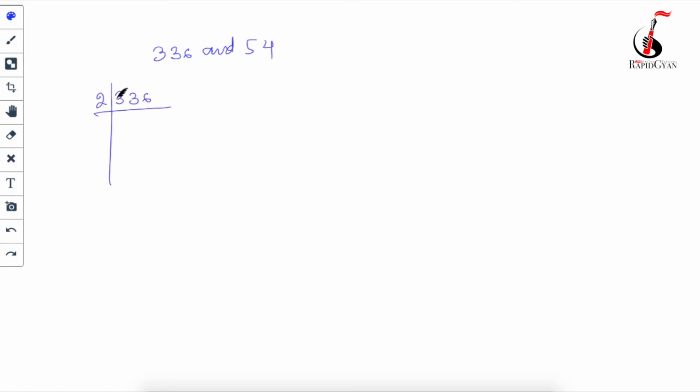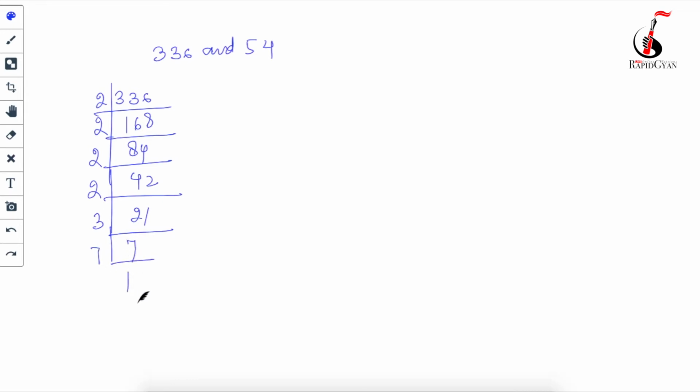It will divide by 2, I will get 168. Then again divide by 2, I will get 84. Then again divided by 2, I will get 42. Then again divided by 2, I will get 21. Then divided by 3, I will get 7. Then again 7, I will get 1. Good, let's do 54. For 54, first divide by 2, I will get 27, then 3, 9, 3, 3, 3, 1.